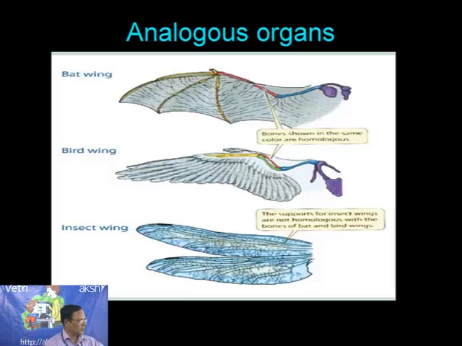If you are comparing the wing of an insect either with the bat or with the bird, they are entirely different from one another origin wise. But all the three are concerned with one function, nothing but flight. So different origin, common function.